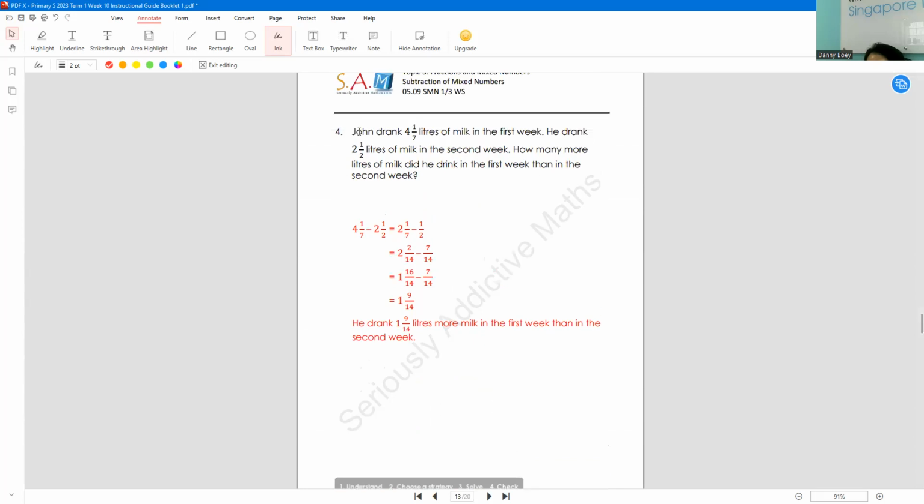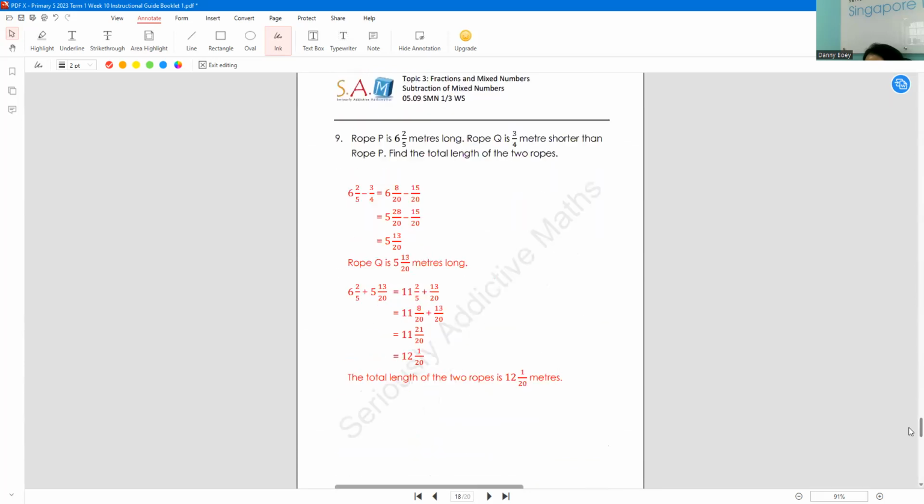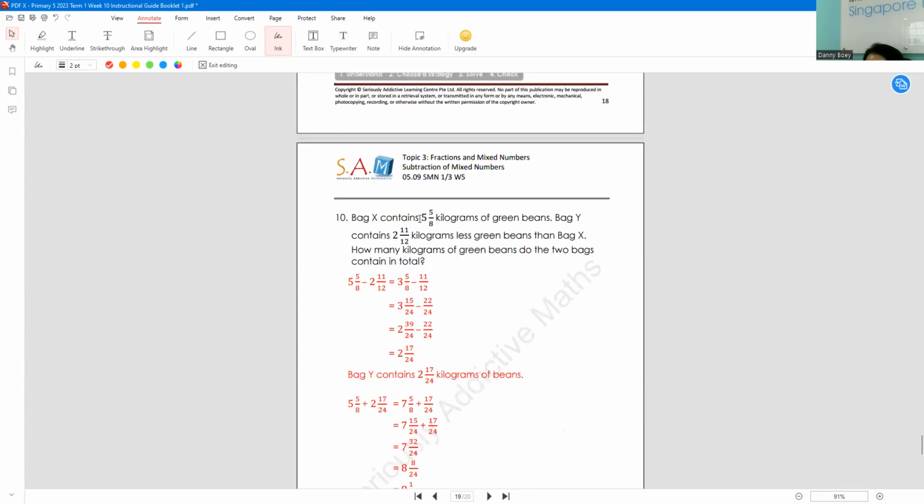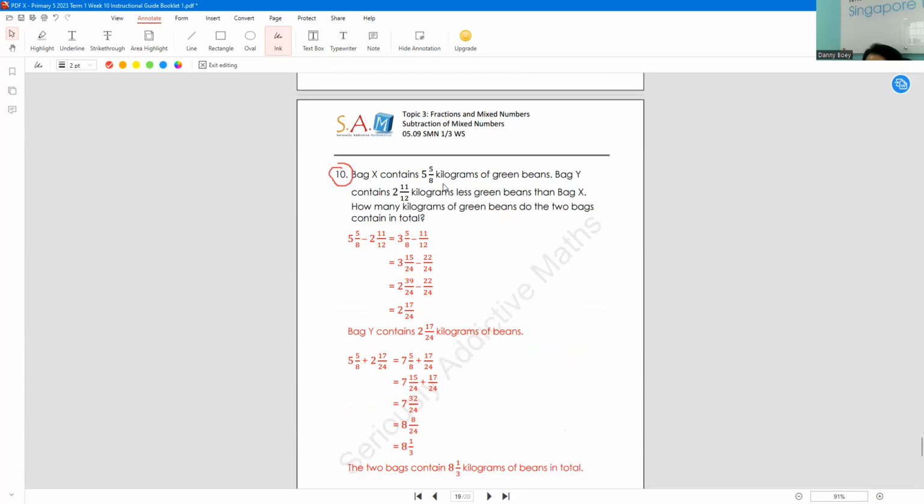Then we can skip a few questions. Get them to do 4 on their own, which is just a question on equivalent fractions. I think it should be fine, quite straightforward. And then you jump all the way to page 19. For this one, they have to understand.